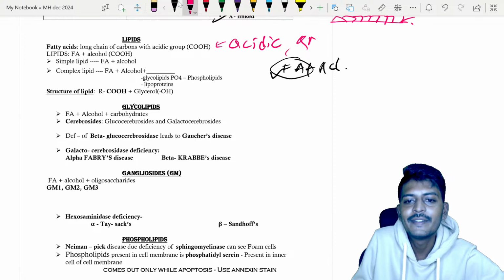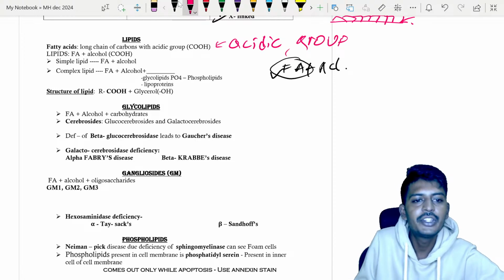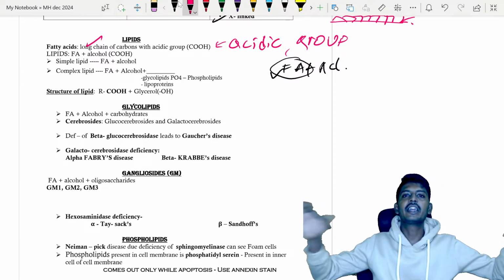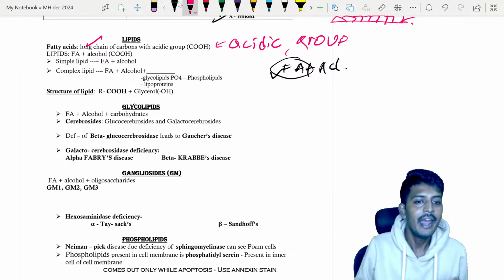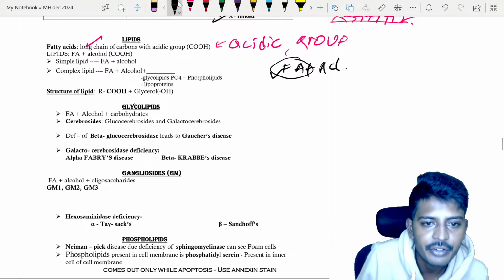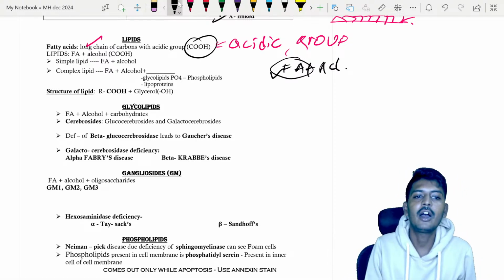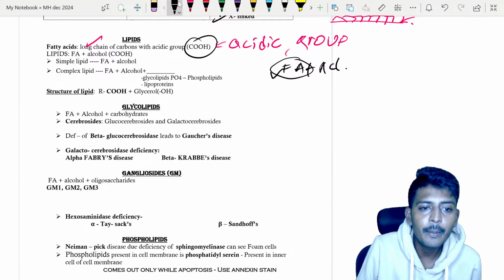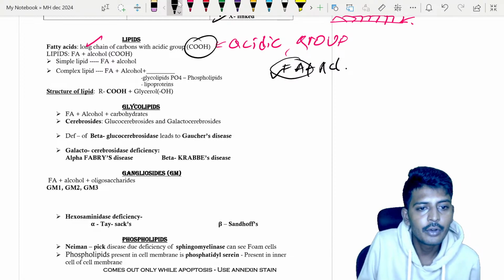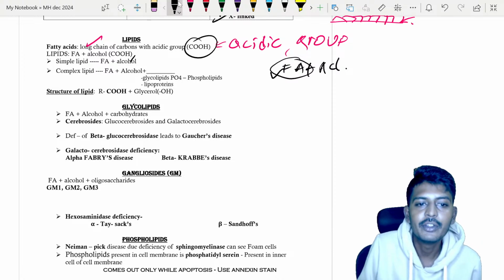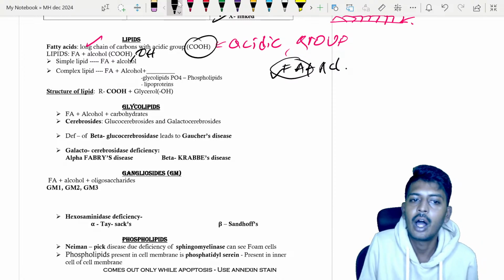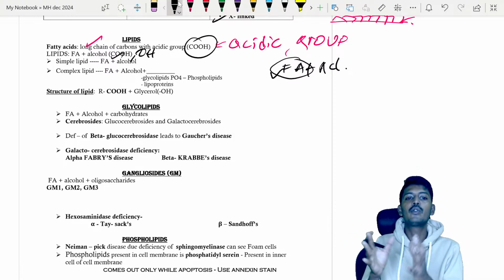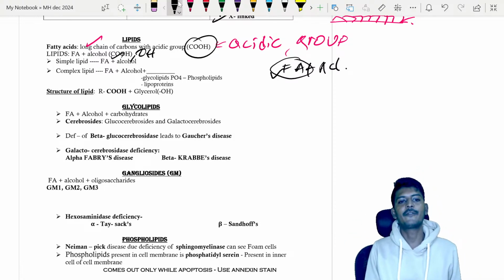This acidic group is attached with a long chain of carbon atoms. So basically 20 carbons, 30 carbons, a long chain is there. Along with that long chain, there is a functional group. What is that functional group? COOH. If COOH is along with a long chain of carbon, we'll call it a fatty acid. Then lipid is a composition of what? Fatty acid and alcohol. So there are two functional groups in a lipid. One is OH group, that is your alcohol. And one more is your acidic group, that is your COOH.